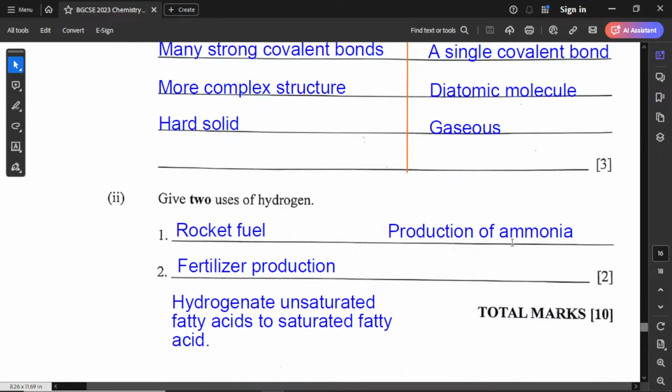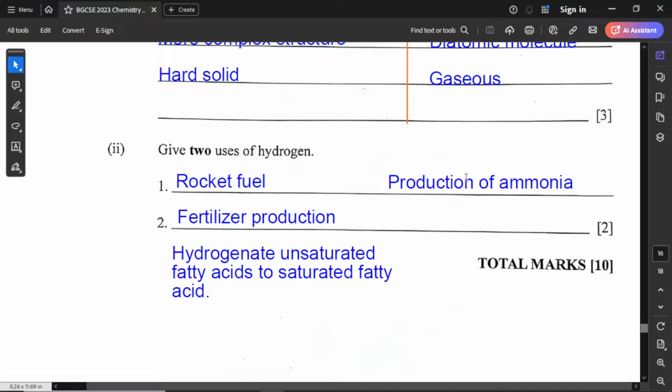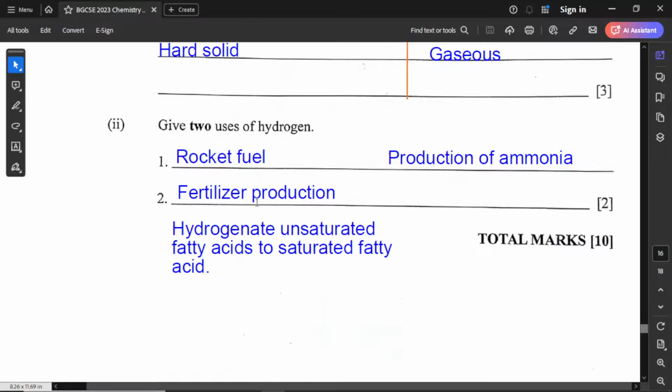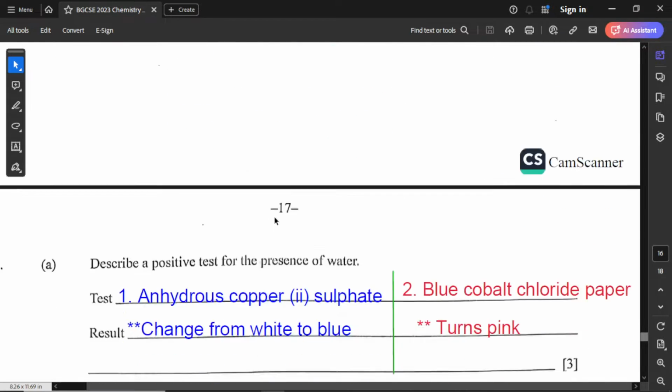The last part of this question is to give 2 uses of hydrogen. One, it is a rocket fuel. It can be used to produce fertilizer. Also, it can be used in the production of ammonia. A very important one here is that it can be used to hydrogenate unsaturated fats into saturated fats, and so that's why you could use it to add to oils, for example, to make things like margarine or butter and so on.